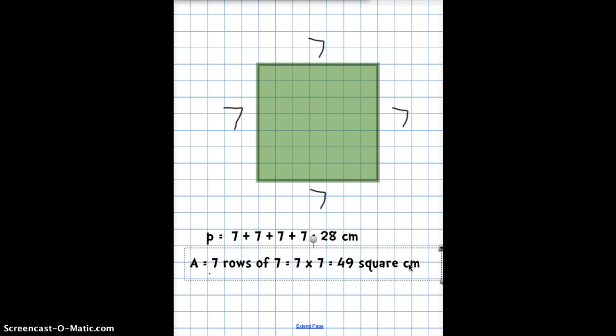Now, one thing I want to note to you is that students are trying to remember that area is noted in square centimeters.